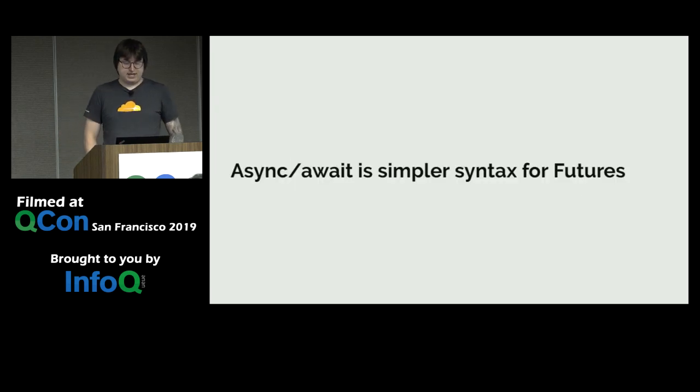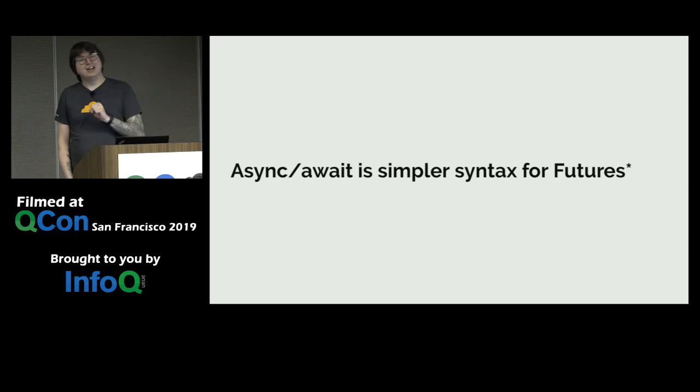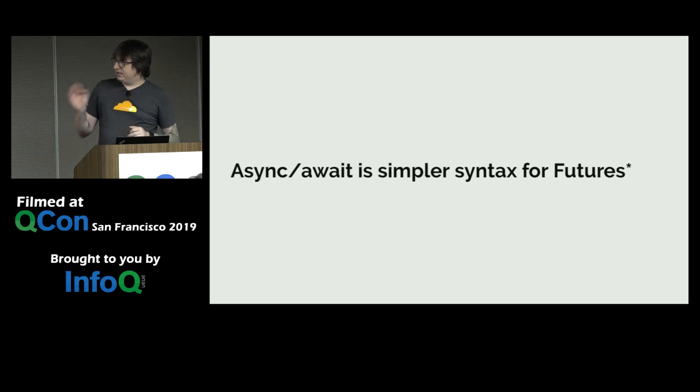But if you want to start understanding it at a deeper level, the very first thing that you need to understand is that async-await is simpler syntax for writing this thing called a future in Rust. There's actually technically an asterisk there. It's a little more complicated than that, but that's like the high-level way to think about it. We're going to get into the asterisk in just a minute. But ultimately, that's really the way that you want to think about it.